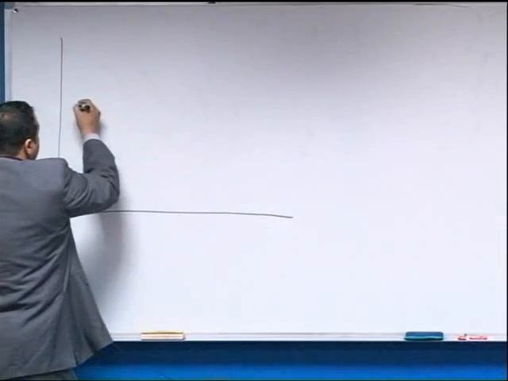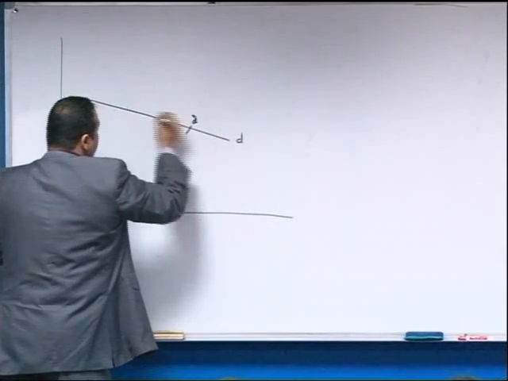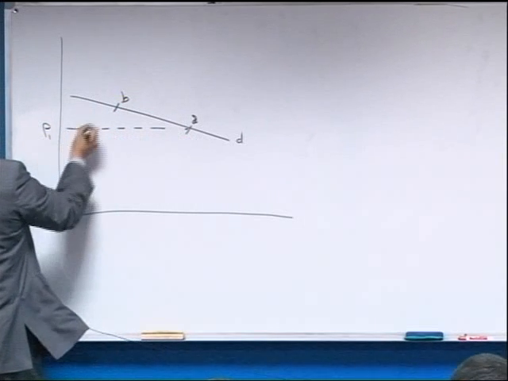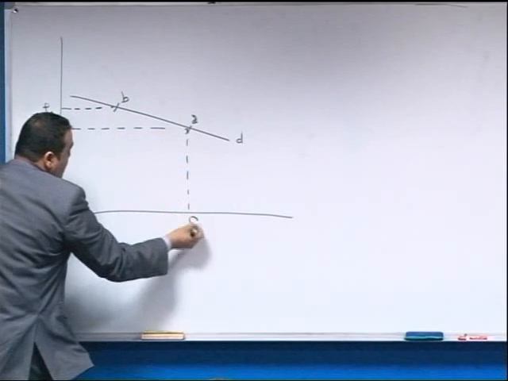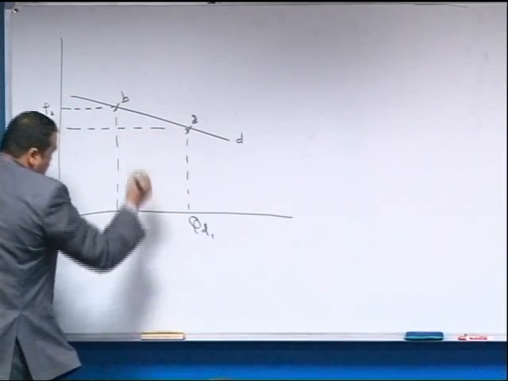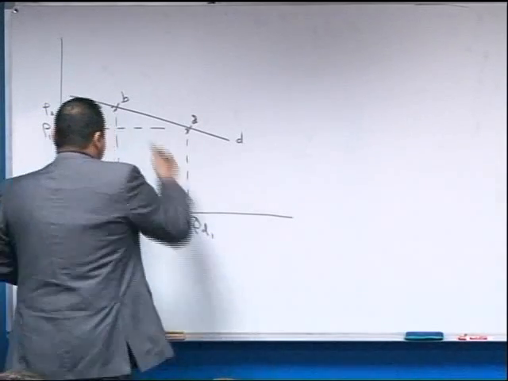The demand is elastic. A, B, price 1, price 2, QD1, QD2. In this case, demand is elastic.